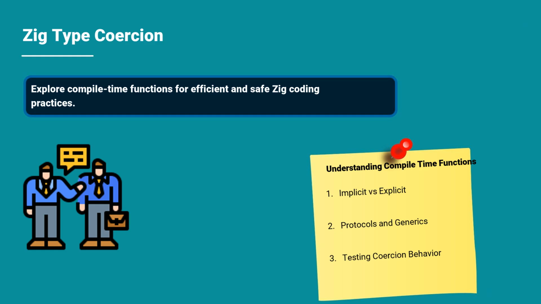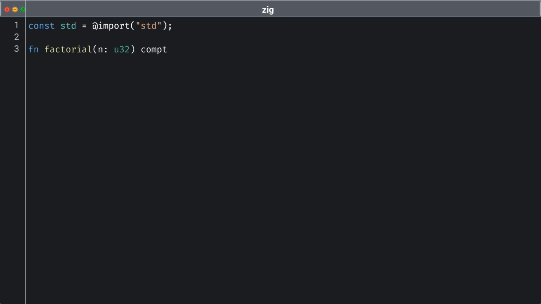Now we will talk about compile-time functions and we'll discover how they can help you write more efficient and safe Zig code. Now let's take a look at a practical implementation of the comptime keyword in Zig by writing a factorial function. In this code, we define a function named factorial that takes a non-negative integer n as input.